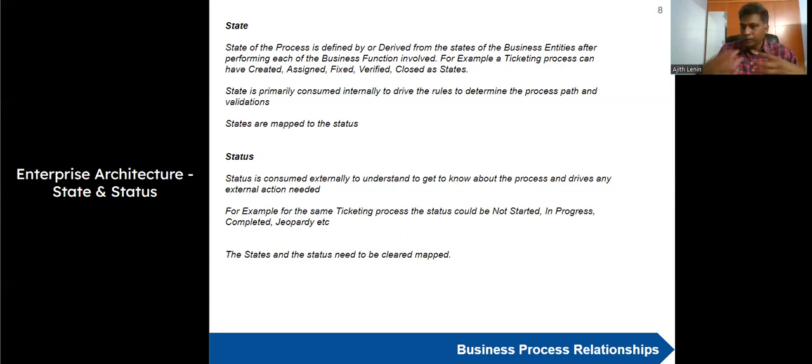I mean, there's no clear-cut rule saying that the state cannot be consumed externally, but the primary purpose of the state is for internal consumption. The primary purpose of the status is external consumption, and the states and status need to be clearly mapped.